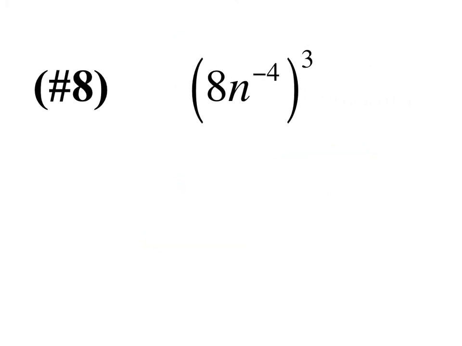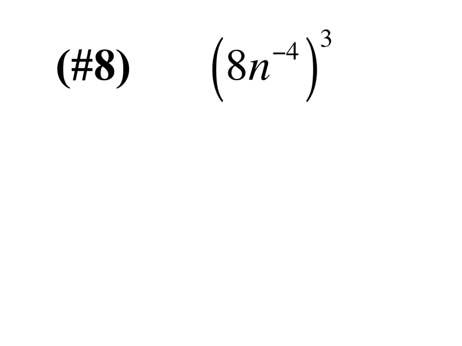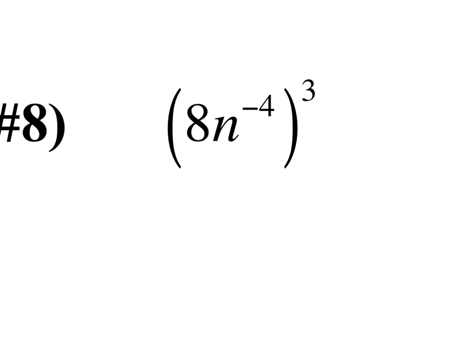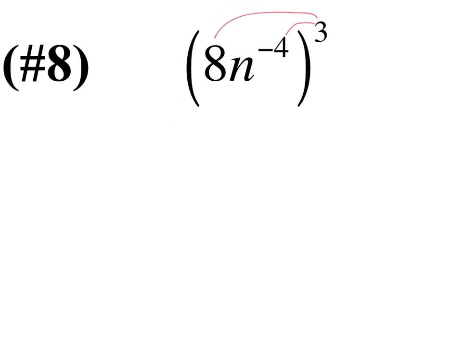All right, next one. We have the quantity of 8n to the negative fourth, all to the positive third power. Any pow happening here? Yes, we have the 8 to the third and then n to the negative fourth to the third. So we have 8 to the third, n to the what? Negative, is it negative 1 or negative 12? Hopefully you said negative 12 because we multiply when we do pow here.